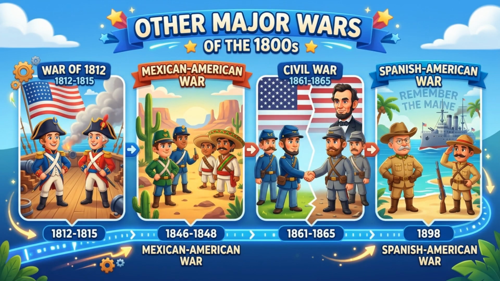The Mexican-American War was only one of several important wars fought by the United States during the 1800s. Other major conflicts included the War of 1812, the Civil War, and the Spanish-American War. Each played an important role in shaping the nation's history.